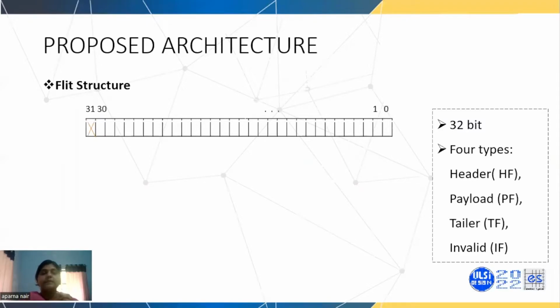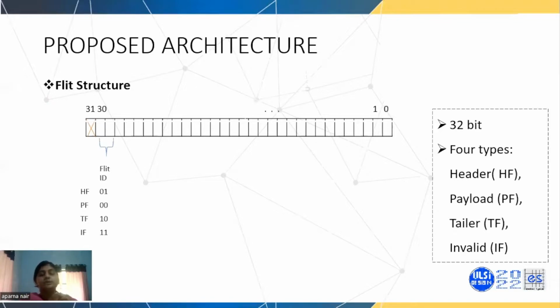In this slide, I'll be giving a brief introduction to the FLIT structure that we have followed in our design. As I have already mentioned, it's a 32-bit FLIT. There are basically 4 types of FLITs that we have used in our design: header FLIT, payload FLIT, Tail FLIT, and invalid FLIT. Out of the 32-bit FLIT, the 31st bit is unused, or reserved for future purpose. The next 2 bits, that is the 30th and 29th bit, are used for identifying the type of FLIT, whether it is a header FLIT, payload FLIT, Tail FLIT, or invalid FLIT.